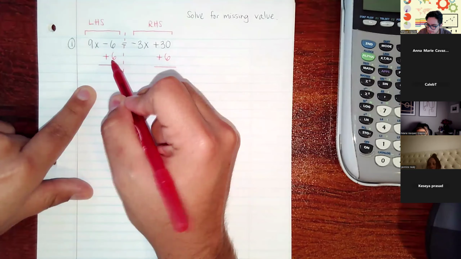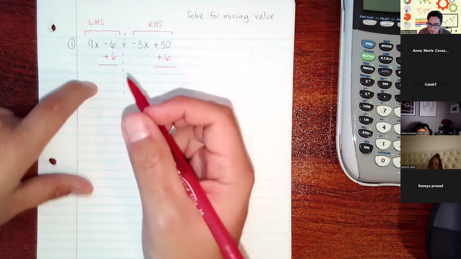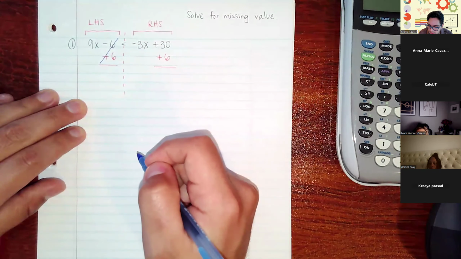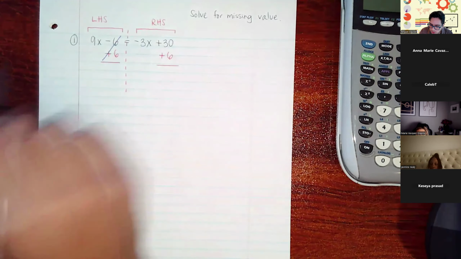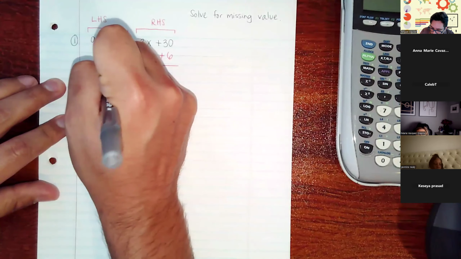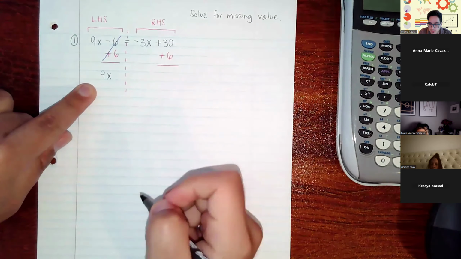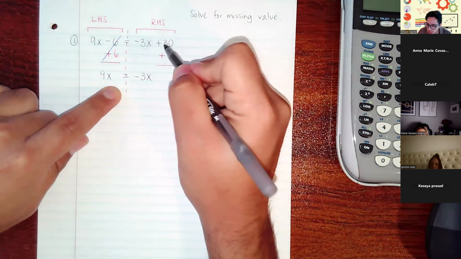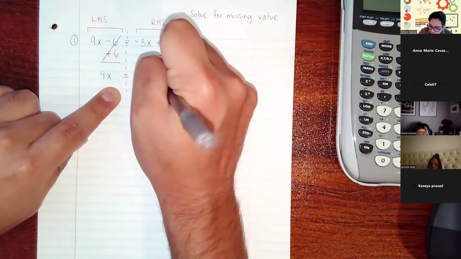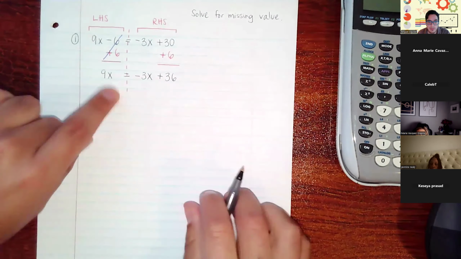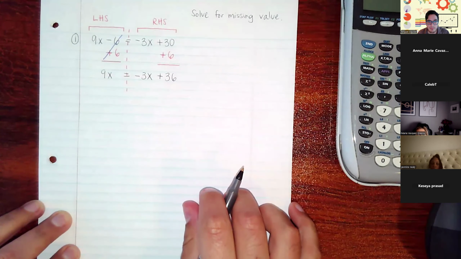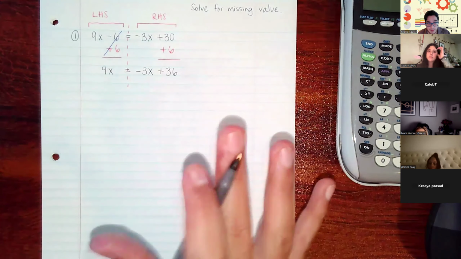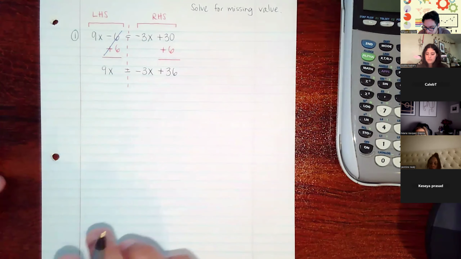Negative 6 plus 6 is 0. So usually we're really lazy as mathematicians and we just say this cancels out. But now we're going to say, okay, let's just bring down 9x because we still have that left over equals negative 3x. And then 30 plus 6, we can simplify that to positive 36. Are you guys okay with this? Yes. And if this is like excruciatingly slow, we will pick up speed at some point. So just bear with me while we do this.